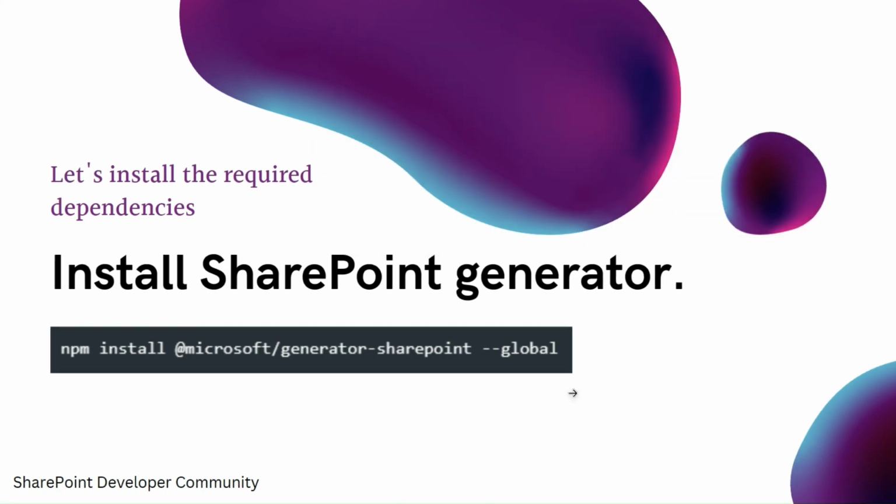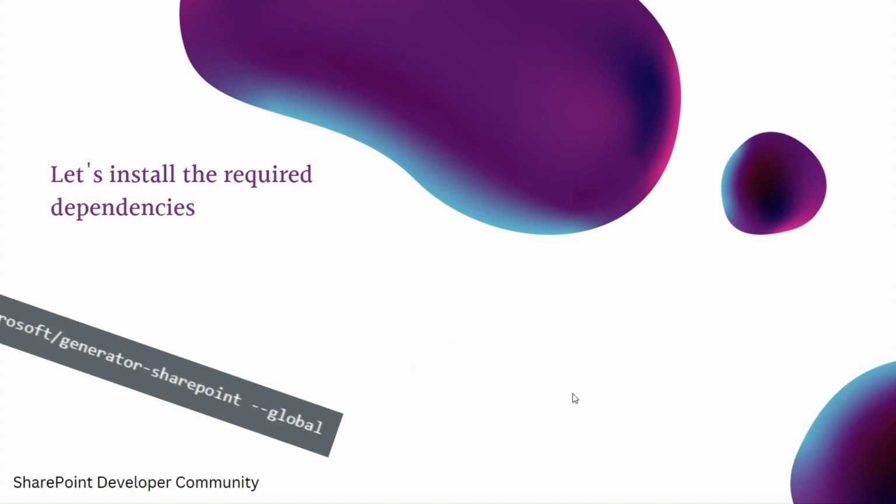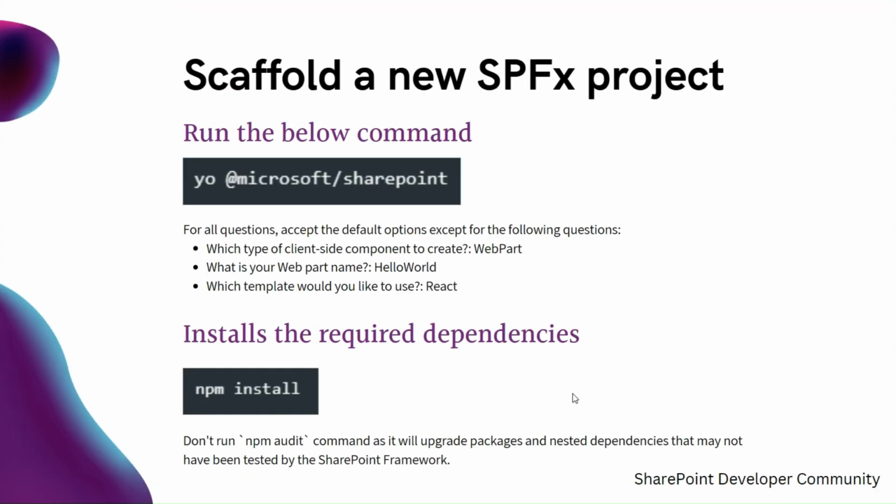With Gulp, Yeoman, and the SharePoint generator in our arsenal, we are ready to scaffold our first client-side web part. I'll guide you through selecting the right options for your project, ensuring a solid foundation for our coding journey. Alright, folks, it's demo time. We are about to dive into the exciting process of scaffolding our SharePoint client-side web part. If you are following along, make sure you have Gulp CLI, Yeoman, and the SharePoint generator installed. Ready? Let's get our hands dirty and kickstart our project.